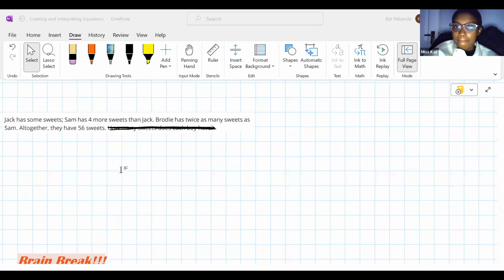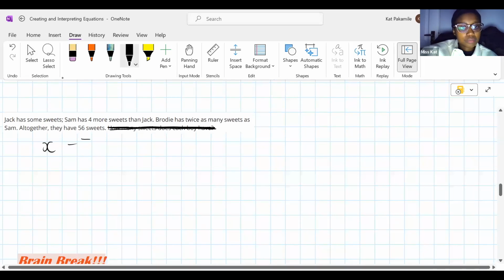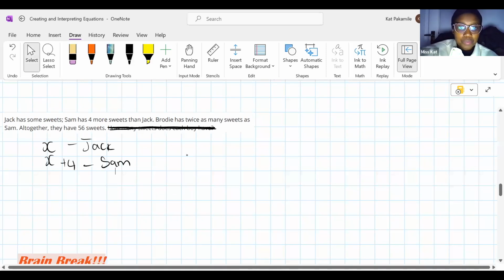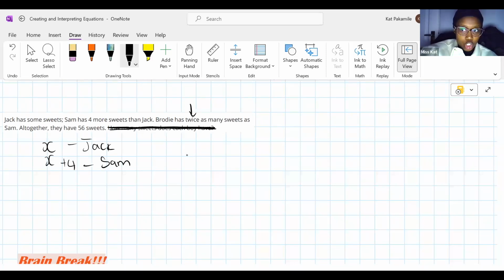Ma'am, can I do the algebraic expression? Yes, please. Jack's sweets are X. Sam is X plus 4. Brody is X plus 4 squared. What does twice mean? It's times. Times. 2x plus 4, ma'am.